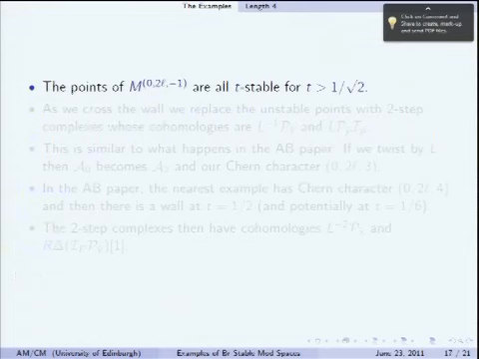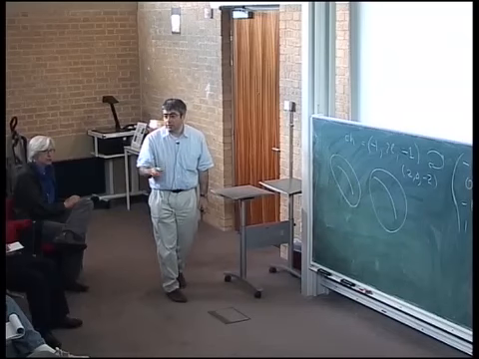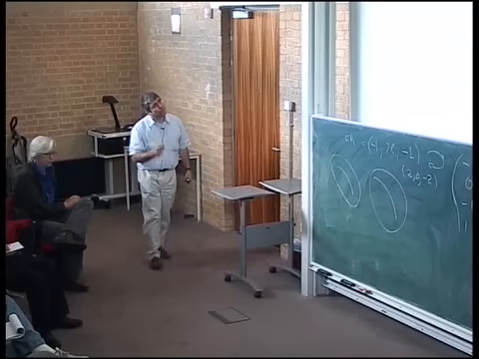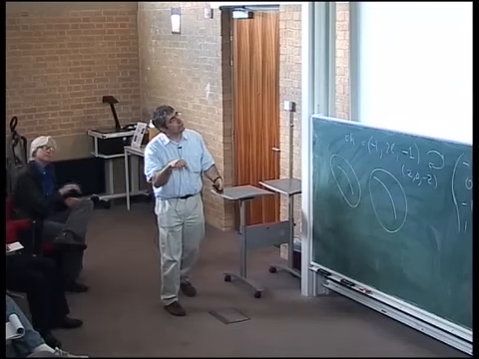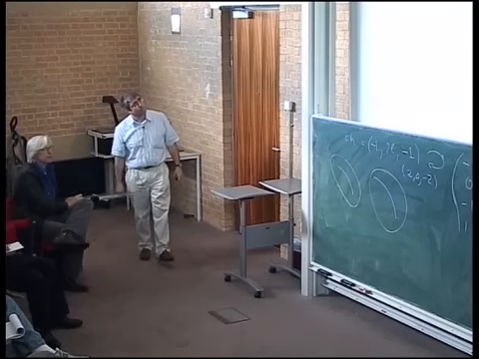Just a few comments about that. While we're on the chart, we have the 0, 2L, -1. These are torsion sheaves, so this links with the AB paper rather closely, and I just want to draw a parallel there. Remember, T is sent to 1 over T, so my wall at root 2 is sent to a wall at 1 over root 2 now. Those points are all T stable when T is bigger than 1 over root 2. When we cross that wall, you have to glue in two-step complexes, just as happens in the AB paper. What you glue in is not the dual of an ideal sheaf now, but actually the ideal sheaf of a point, and as it happens, L inverse.